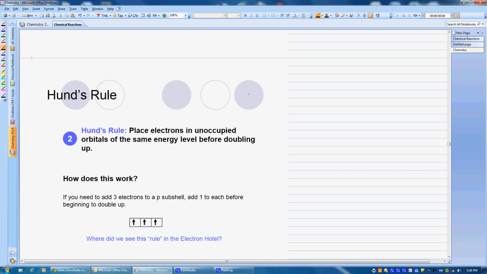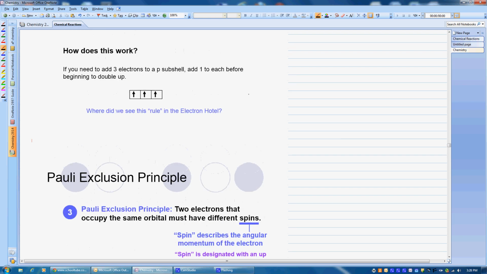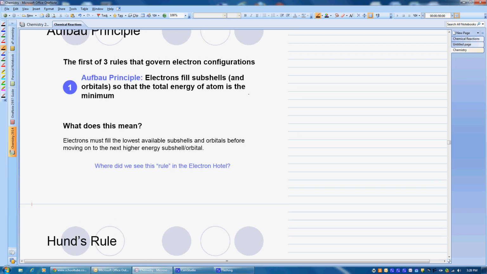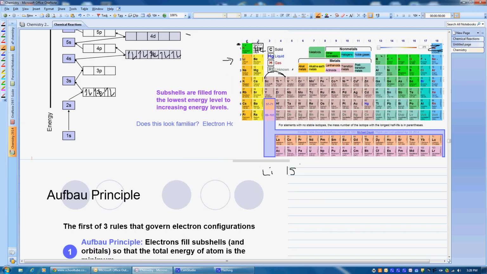Another rule, if we look here. Place electrons in unoccupied orbitals at the same energy level before doubling up, and two electrons that occupy the same orbital must have different spins. These are our three different rules we always have to remember. Electrons fill so that the total energy is minimum, means that we're going to start at the bottom, and then we're going to write in our electrons one at a time. Okay? So we've got our box here. Each box represents an orbital, and we said that two electrons can fit into our S box. One goes up and one goes down.